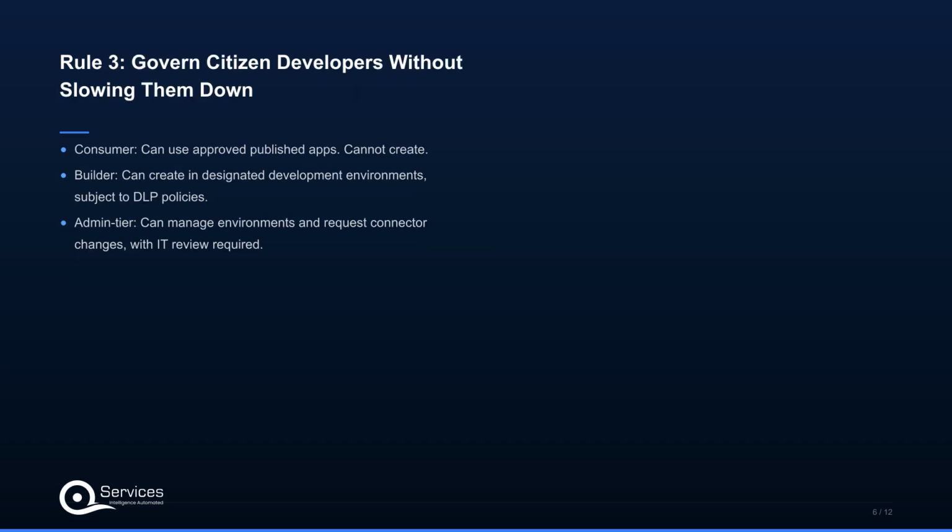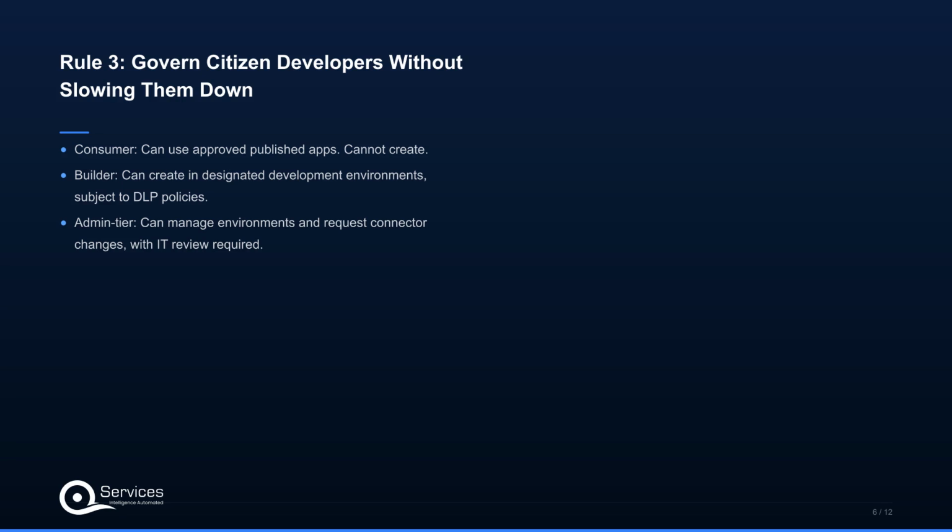Now, Rule 3: govern citizen developers without slowing them down. Most organizations land in one of 2 failure modes. Either they restrict Power Platform access so tightly that business users stop using it and find workarounds elsewhere, or they give everyone unrestricted access and deal with the consequences later. Neither holds. Citizen developer governance that works is built on a permission structure, not a blanket policy.